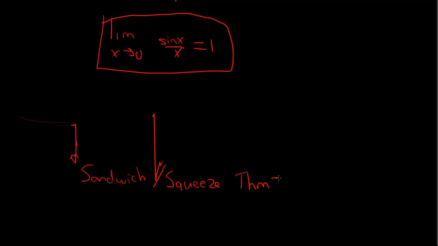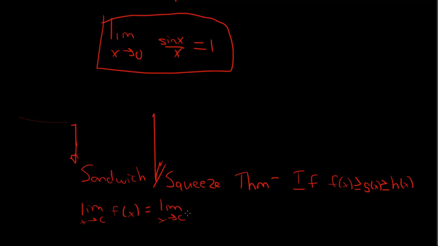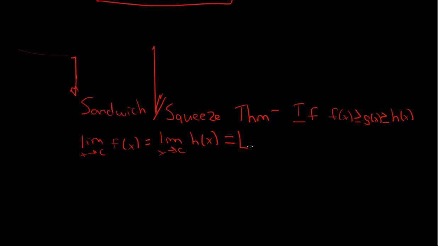And what this theorem says is that if we have three functions, f of x, g of x, and h of x, and f of x is always greater than or equal to g of x, and g of x is always greater than or equal to h of x, then if the limit as x approaches a value c of f of x is equal to the limit as x approaches a value c of h of x, and let's say this is equal to L, then we can say that the limit as x approaches c of g of x must also equal L.